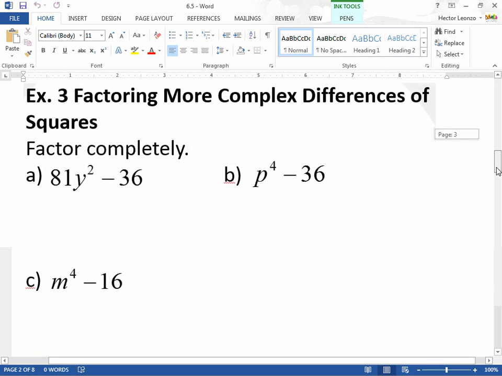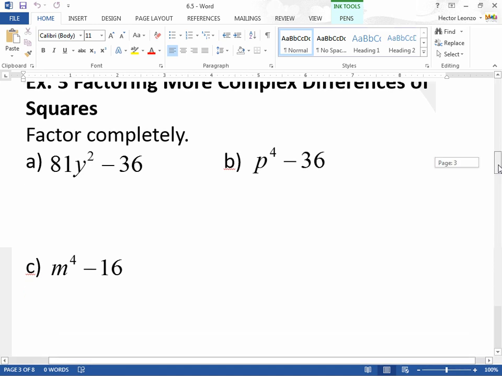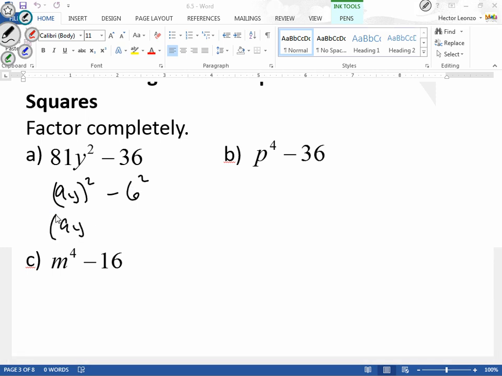Now, factor more complex difference of the squares. All right, so let's take a look. First thing I gotta do, I'm gonna rewrite this as 9y all squared minus 6 squared. So I'm just gonna go 9y minus 6, 9y plus 6. Then we're like, wait, I can still factor something out of here.